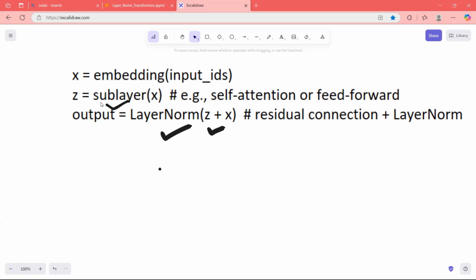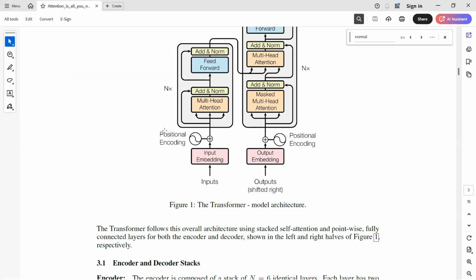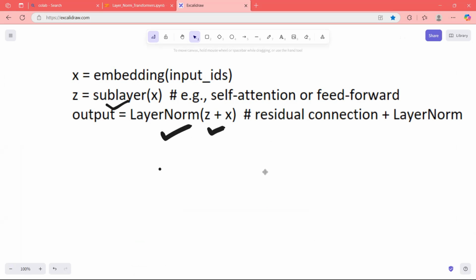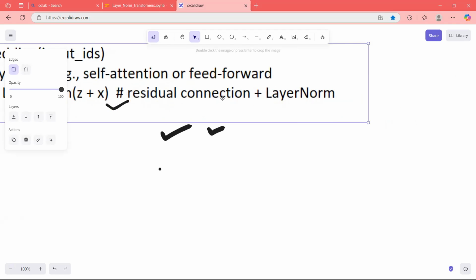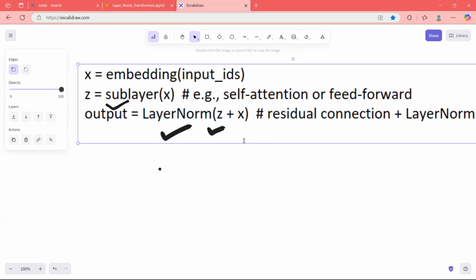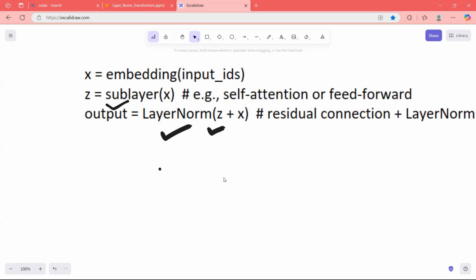So what we need to understand is we start with input IDs, we create the embedding. Then we pass that embedding through the sublayer and we get Z. We take that Z, add it to the original embeddings, and then pass it through layer norm. This is what is happening here. As you can see, it is written residual connection plus layer norm. And this X that you take back is called the residual connection.